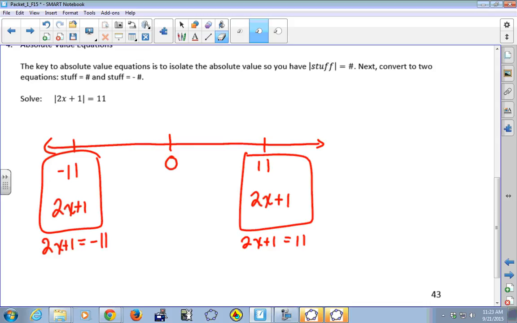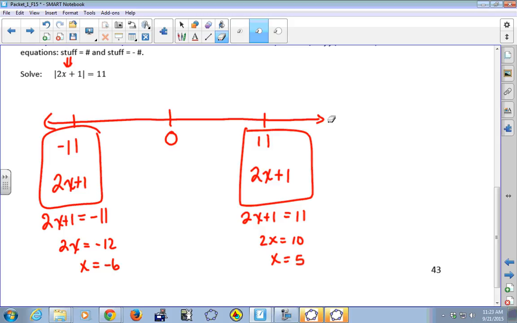So any absolute value equation will produce two linear equations if the expression inside is linear. And then you solve the linear equation like you normally would. And you get one answer is negative 6. And then you get 2x equals 10 and x equals 5. And then you check your answers. You go back and you put negative 6 in here, and you get negative 12 plus 1 is negative 11. Absolute value of negative 11 is 11. Similarly here, you put a 5 in here, you get 11. Absolute value of 11 is 11.